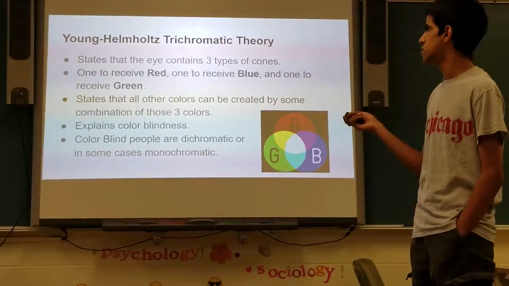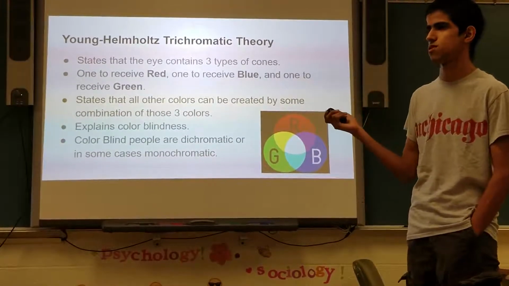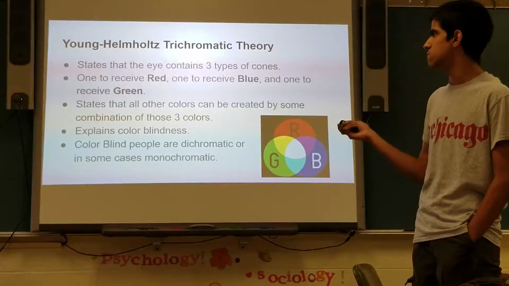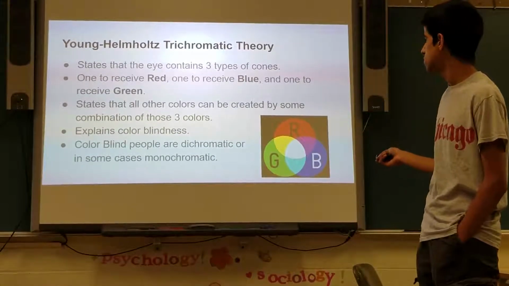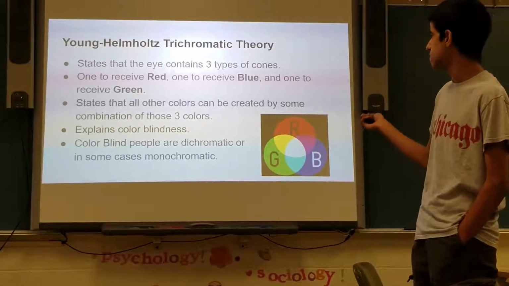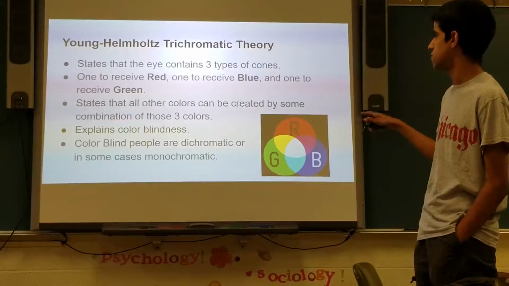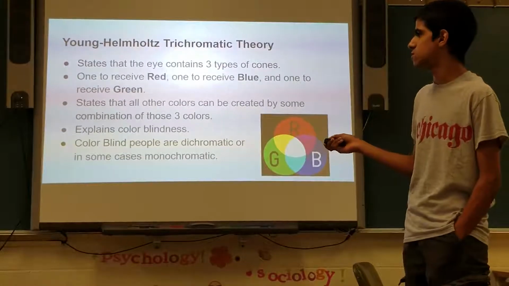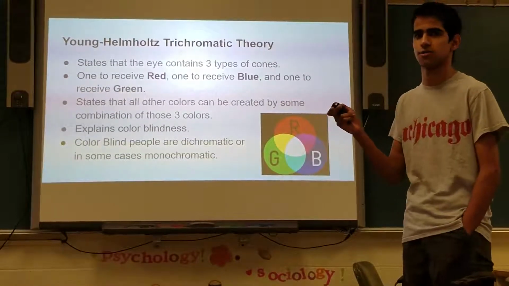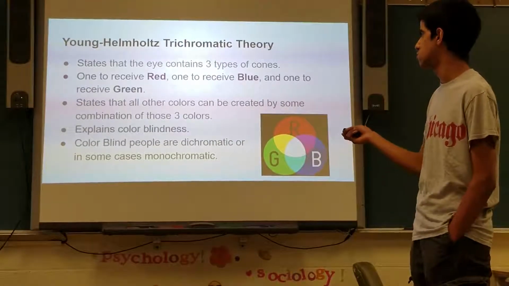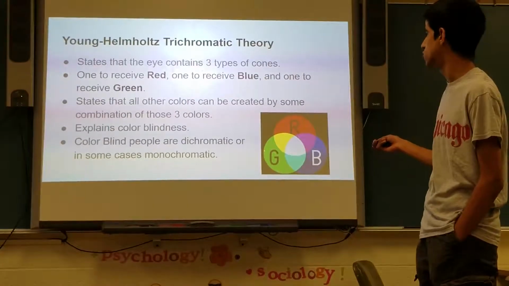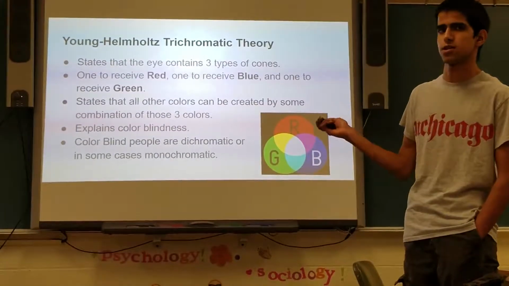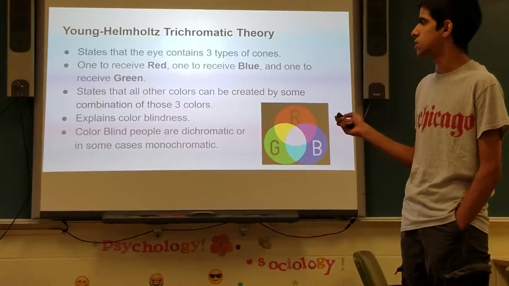Trichromatic theory states that there are 3 types of cones: one that receives red, one that receives blue, one that receives green. And it states that all colors can be created by some combination of these three colors. You might have seen this from Microsoft Paint, I think, but that shows how everything can be created through the mixture of these colors. And then this explains color blindness, because colorblind people aren't actually seeing the world in black and white. They just see only two colors or three colors. So they only have green and red, or just green, or something like that, when we say dichromatic or monochromatic. And this seems to make sense as to what they can see.